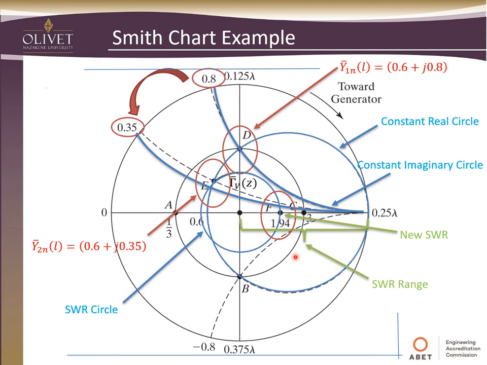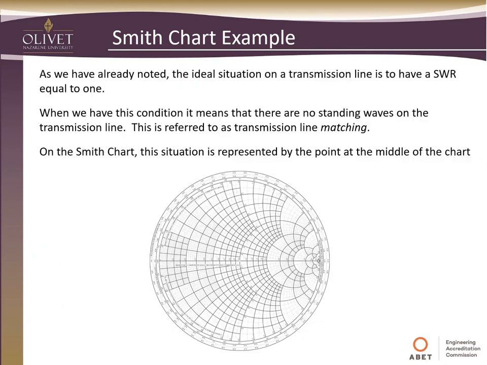So in a sense, this has actually improved the condition on our line. We added this load on our line and it reduced our standing wave ratio from 3 to 1.94. Remember, the goal is to get to the center, which is when our standing wave ratio is 1, which means we have no reflected wave on our line.